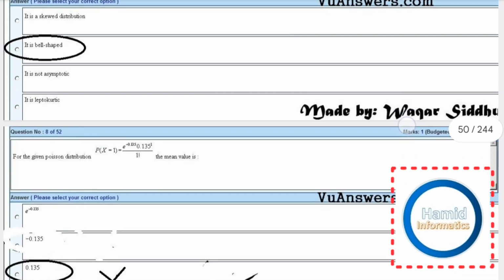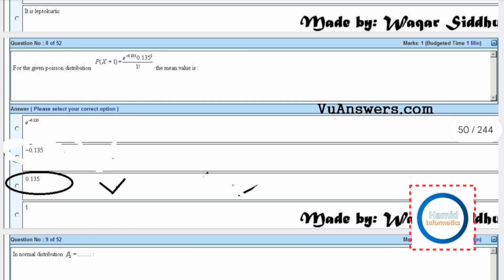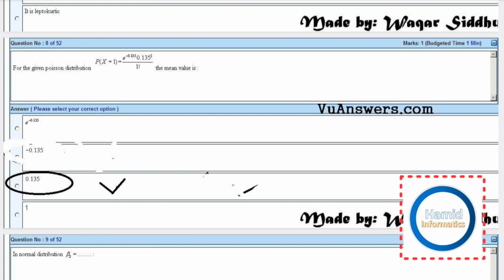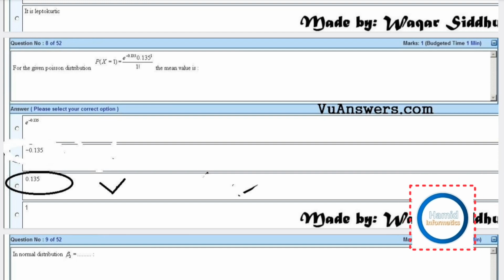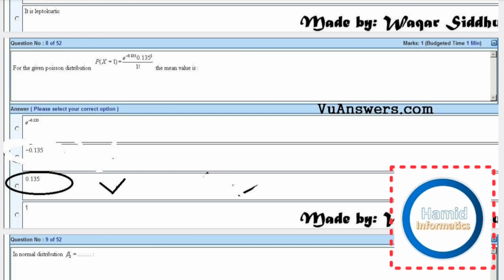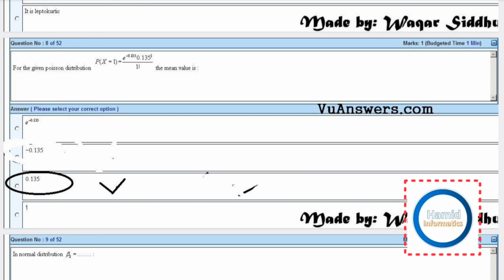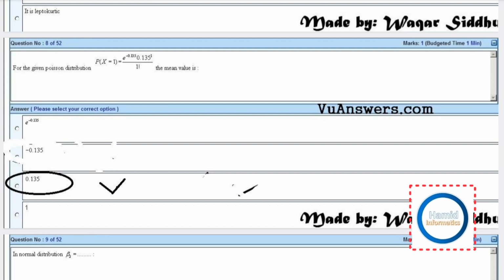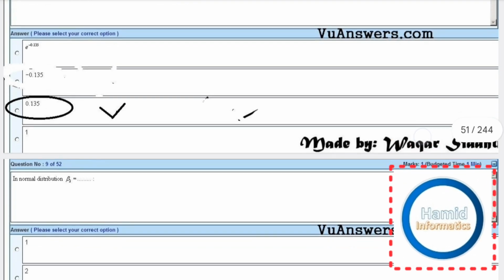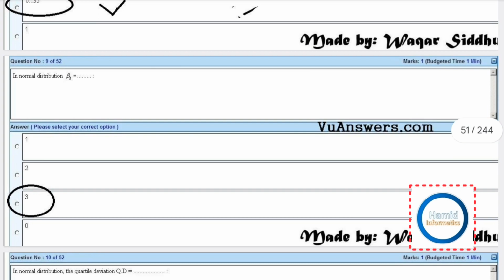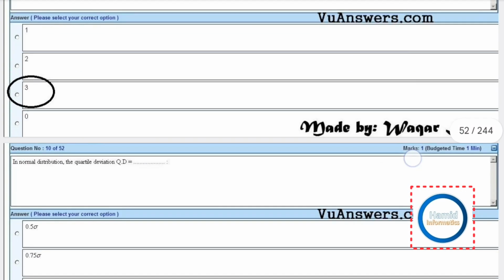Which of the following is the characteristic of normal distribution? It is bell-shaped. For the given Poisson distribution P(X = 1) equal to e power minus 0.135 times 0.135 power 1, then the mean value is 0.135.